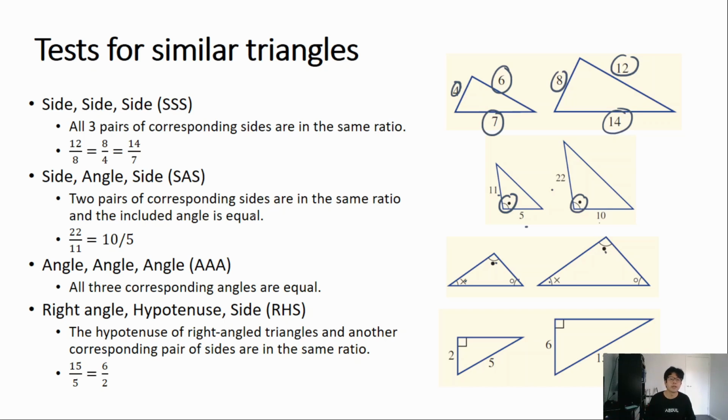And the last test, right angle, hypotenuse, side, or RHS. The hypotenuse of the right angle triangles and another corresponding pair of sides are in the same ratio. This is pretty similar to SAS, side, angle, side, because technically that's two sides that are the same, and this angle is the same because they're both 90 degrees. And the sides as well: to get from 2 to 6, we'll multiply by 3. To get from 5 to 15, we'll multiply by 3, showing that they are also in the same ratio.